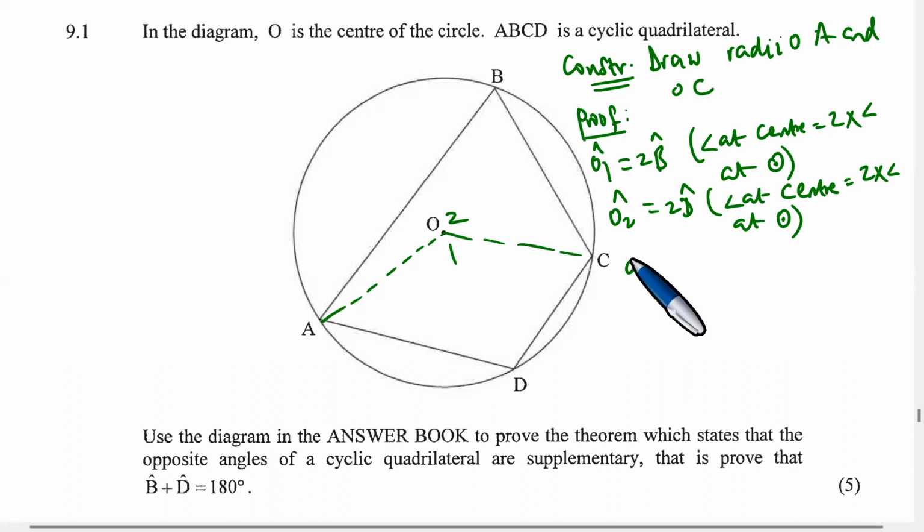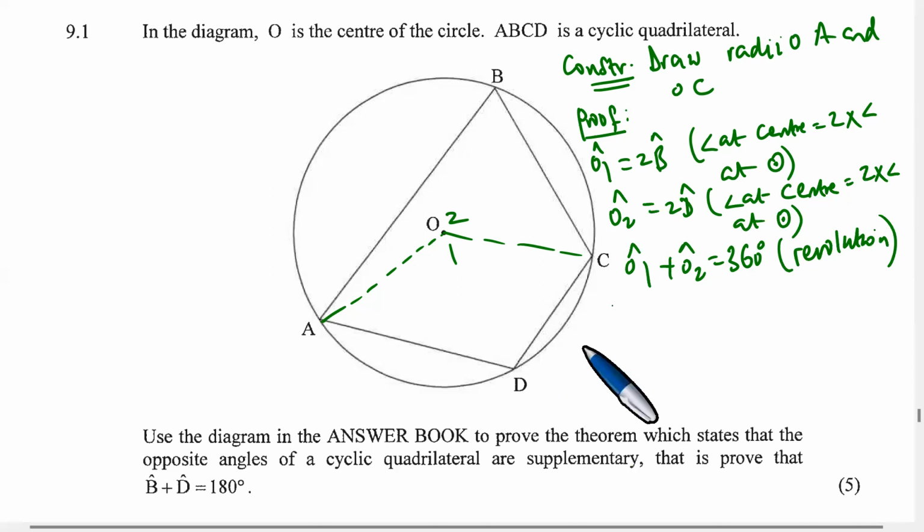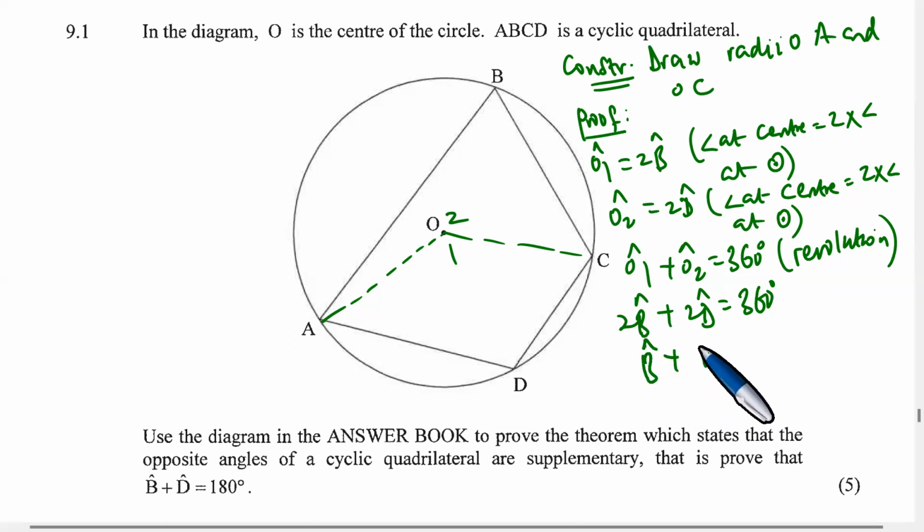And then at this point, we can add O1 and O2, which is 360 degrees. O1 and O2 is 360 degrees, and this gives us a revolution. Which means O1 is twice B, O2 is twice D, which is 360 degrees. Dividing through by 2, you have B plus D.